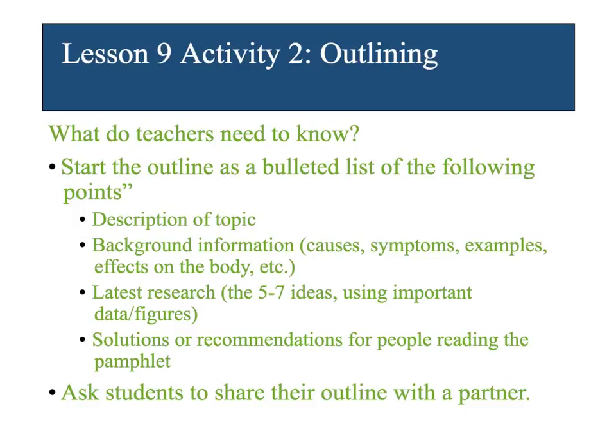So for students, a good way to start the outline is to make a bulleted list of the following points. What's the description of the topic? What's the background information, the causes, the symptoms, the examples? What's the latest research? That's the 5 to 7 key ideas. Also, that's where they'd put the important data, figures, charts, whatever kind of graphic they're going to use in their final pamphlet. And they also need to have a call to action or recommendations or solutions for people reading the pamphlet.